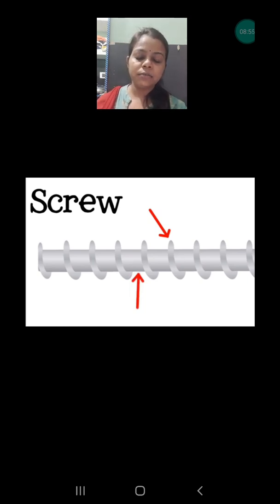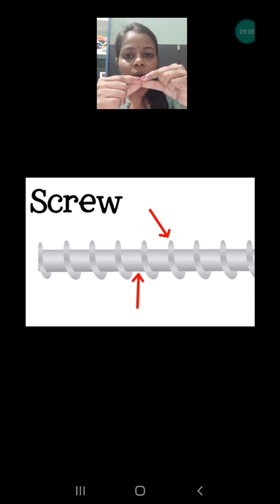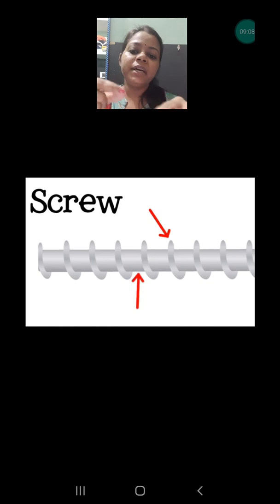Whenever we are holding two or more parts together in a complex machine, in a vehicle, or in other instruments, you must have seen two parts held together. How? With the help of the screw only.